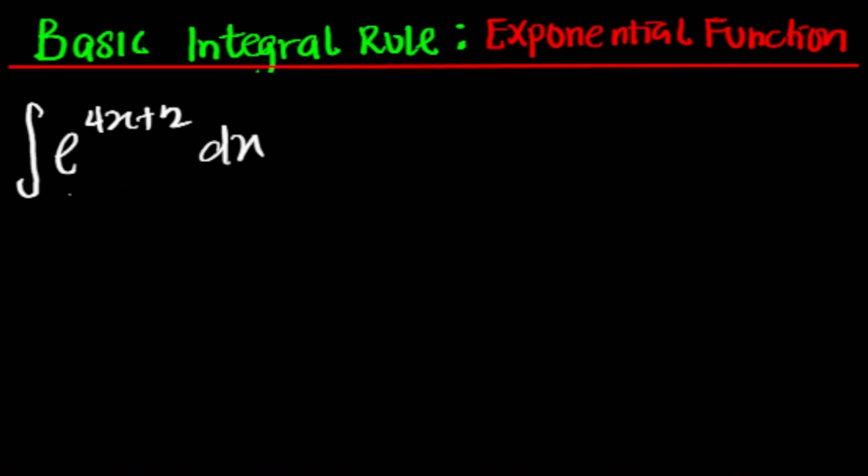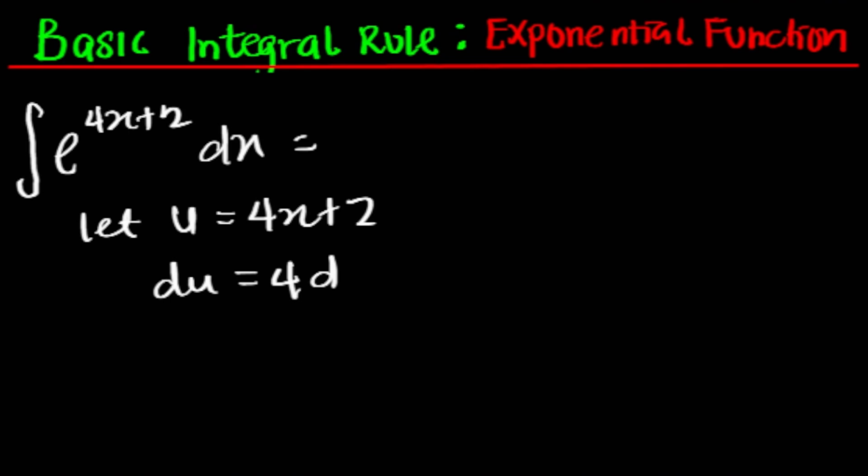Now you have the integral of exponential 4x plus 2. This is also very simple. You just have to say let u equal what? 4x plus 2, right? Then du is going to give us what? 4 dx. Then dx is going to give us what? That's going to be du over 4. That's what we're going to have. So it's very straightforward, right?